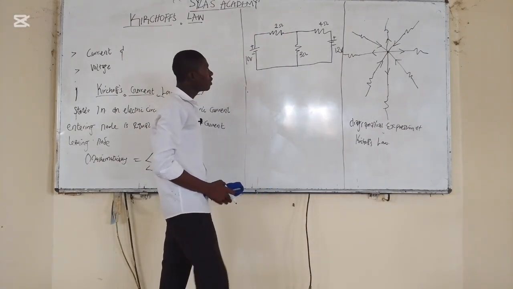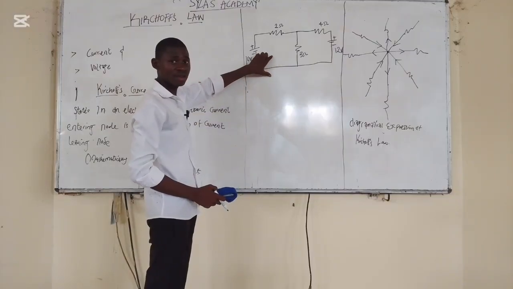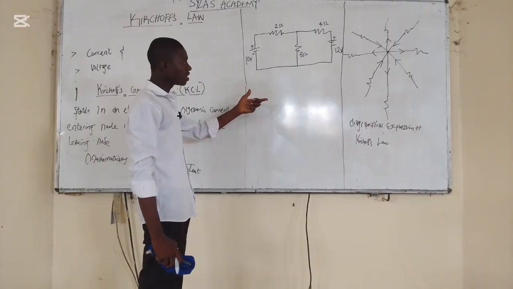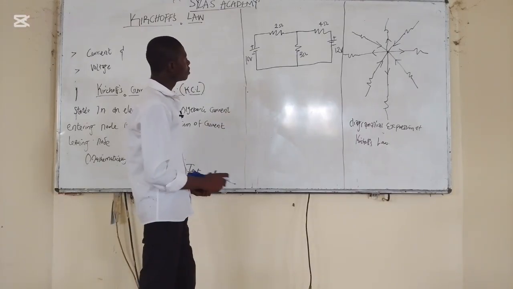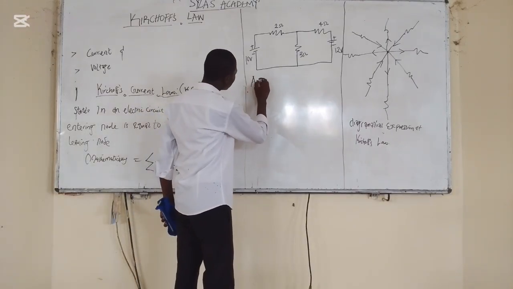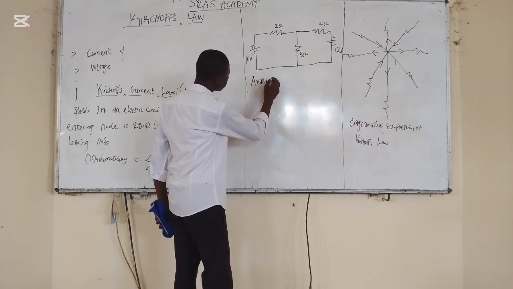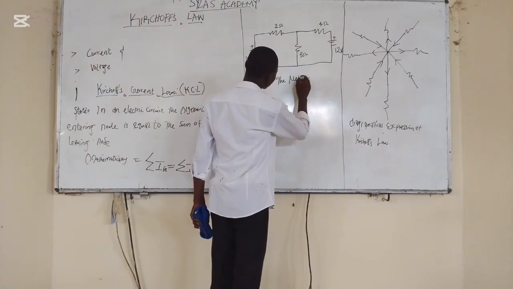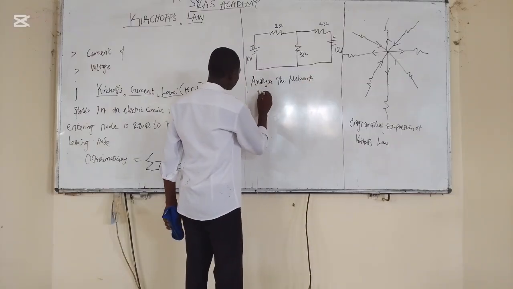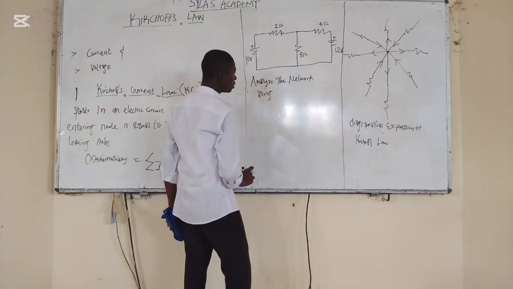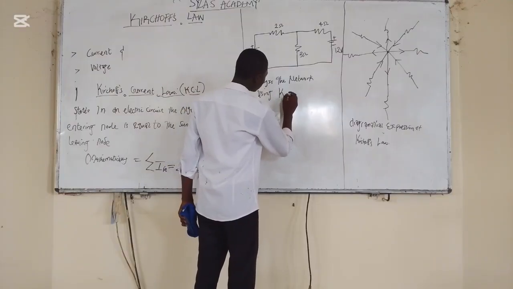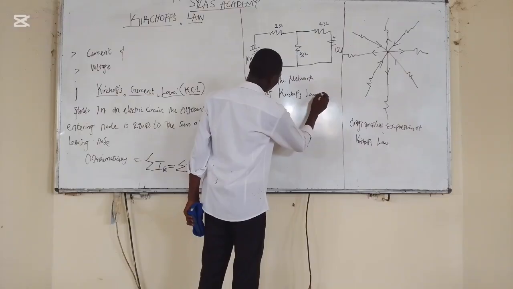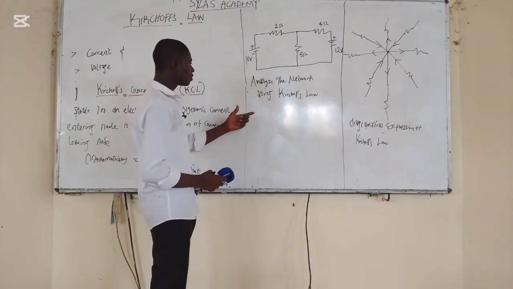Okay, now, having a circuit like this, how are you going to analyze the circuit? How are you going to solve this type of circuit? Analyze the network using Kirchhoff's law. Hopefully now, using Kirchhoff's law.